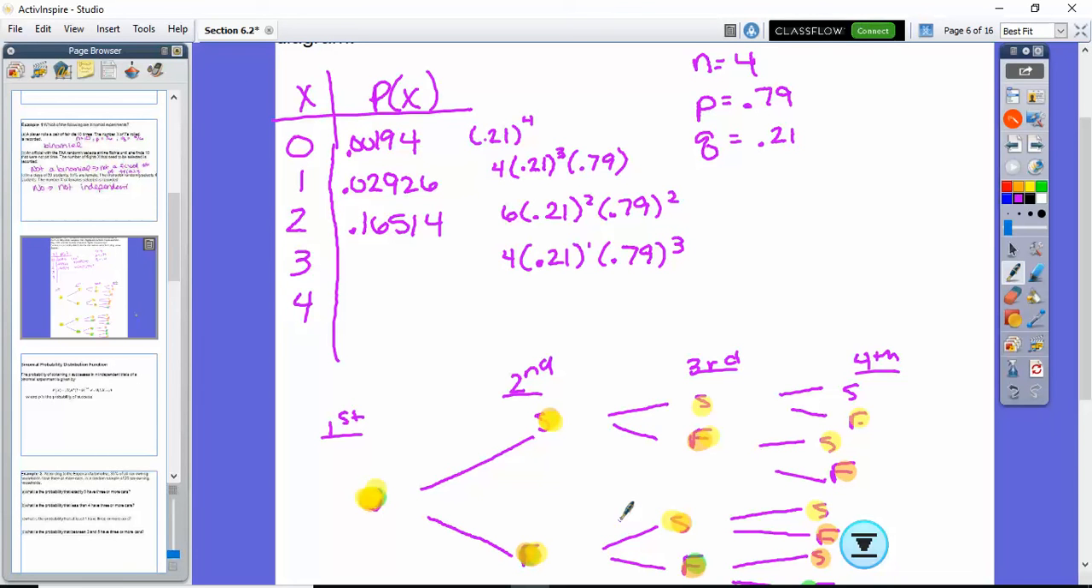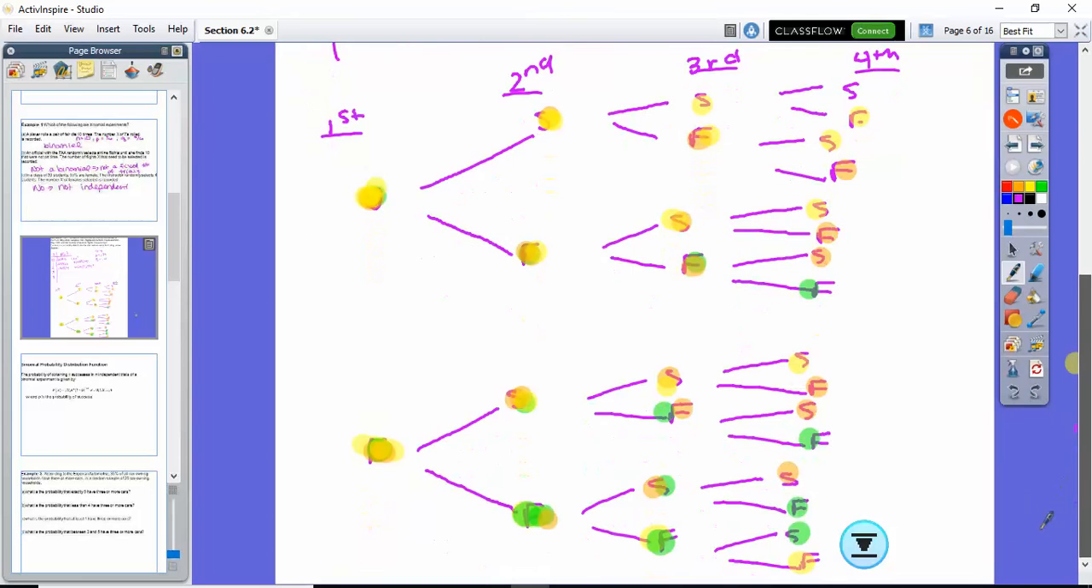So everybody calculate this with me. You have to do your 4 times your 0.21 times your 0.79 to the third. Get 0.41415.